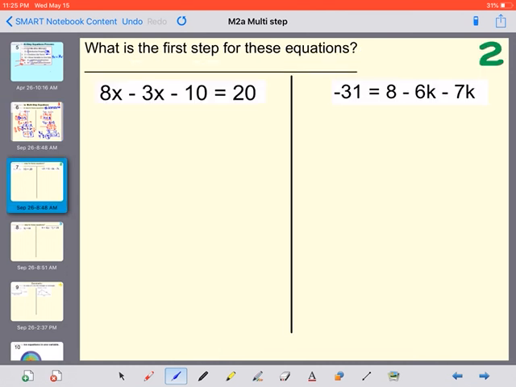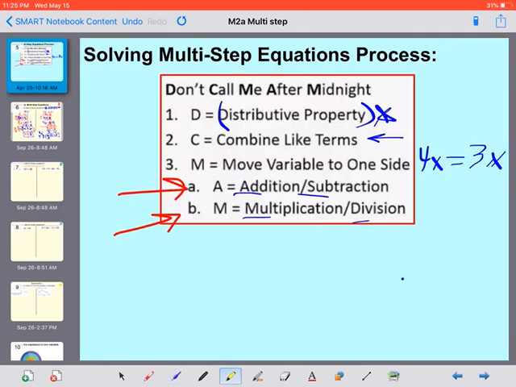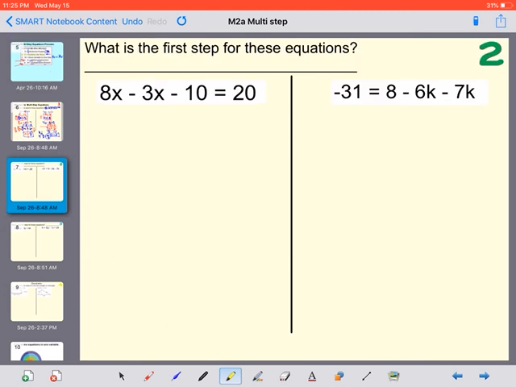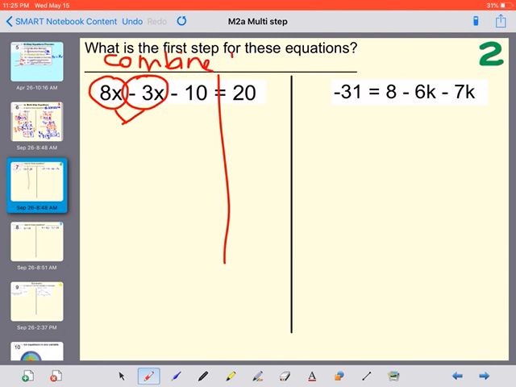Let's go on to our next two equations. These ones do not have any parentheses, but we do need to combine our like terms. We have some terms on the same side, like 8x and negative 3x, that we can combine together. So we're going to write combine like terms. So 8 minus 3 is going to give us 5x, and then copy the rest.